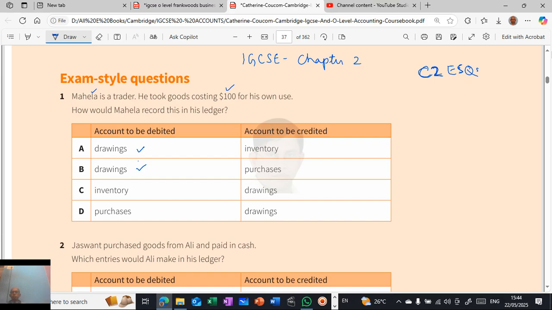He is taking away, so he is the person who is receiving. That is why it is drawings. Drawings means the proprietor is receiving. So debit whoever receives. That is the rule for accounting.